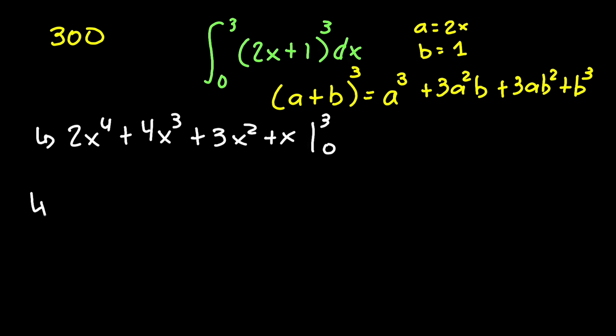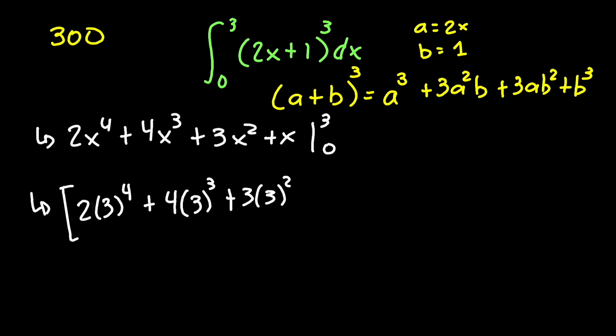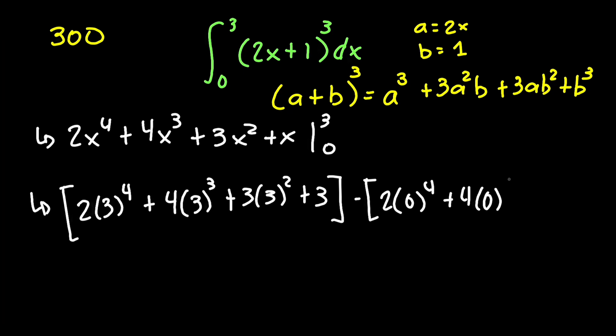So substitute 3 first. This would be 2 multiplied by 3 to the power of 4, plus 4 multiplied by 3 to the power of 3, plus 3 multiplied by 3 to the power of 2, plus 3, minus, putting 0 here, the same expression with 0. You can see here that it is all equal to 0.